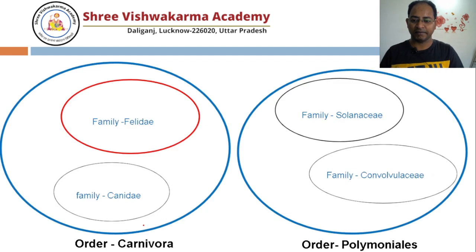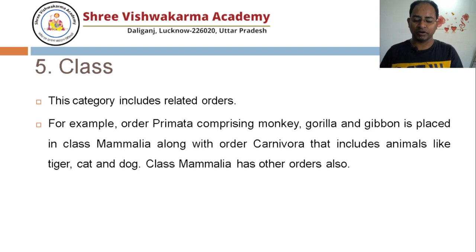You can see here again. In the order Carnivora, we kept the family Canidae and family Felidae. In the order Polemoniales, we kept Convolvulaceae and Solanaceae. This hierarchy is going on. Now after that, it is class. In one class, there will be many orders.